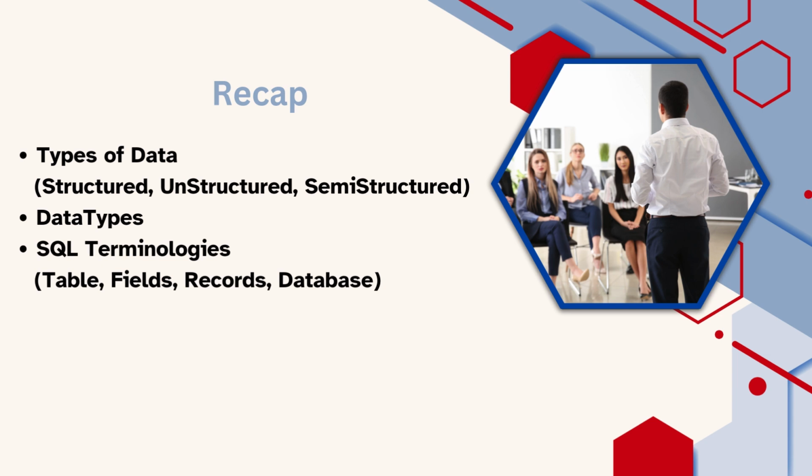Fields are the columns, which are the vertical elements in a table. Rows, or records, are the horizontal elements in a table. A table is a collection of rows and columns, and a database is what holds all the tables. Afterwards, we also saw that there is the relational database, and SQL is used to communicate with relational databases, such as PostgreSQL and SQL Server. These are examples of relational databases.